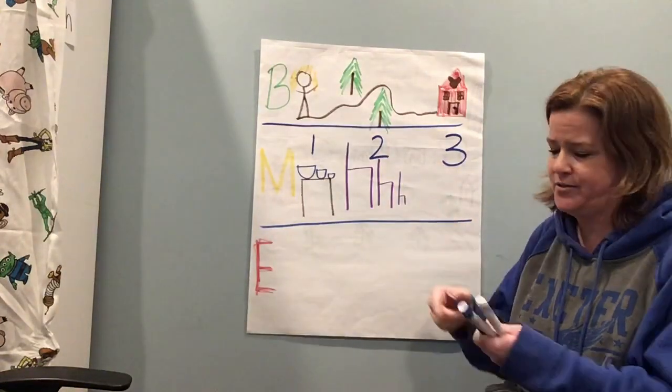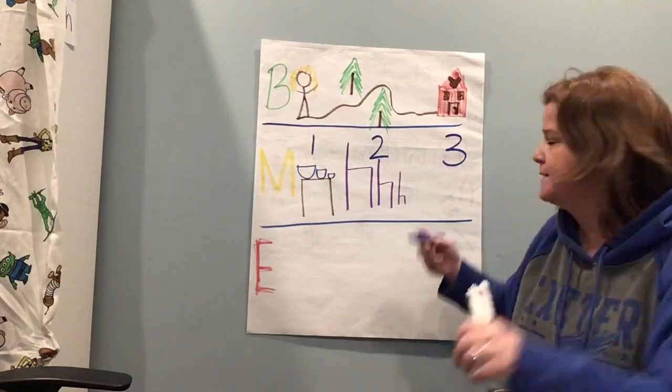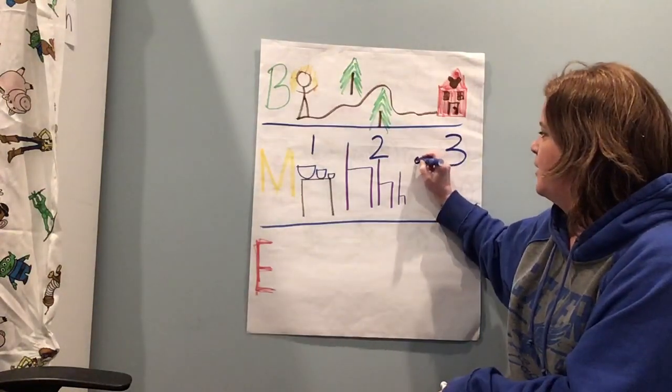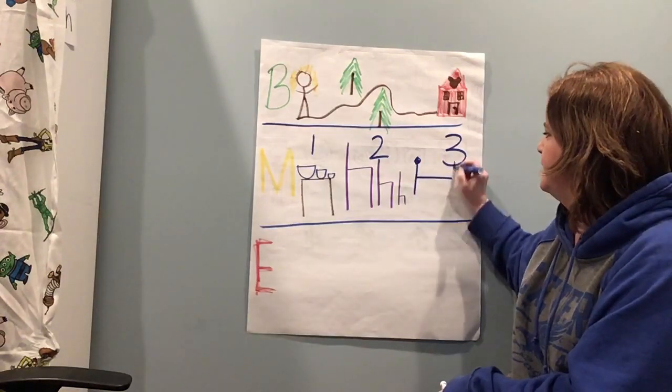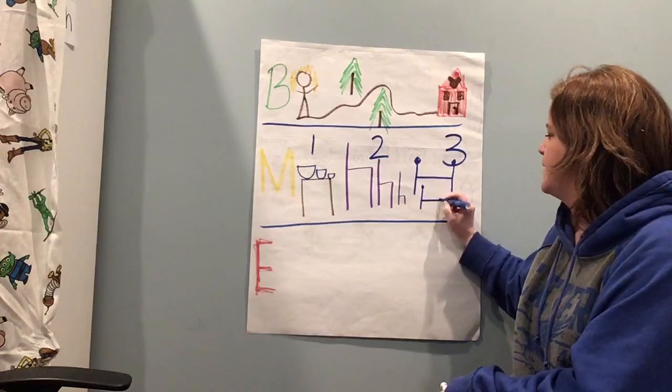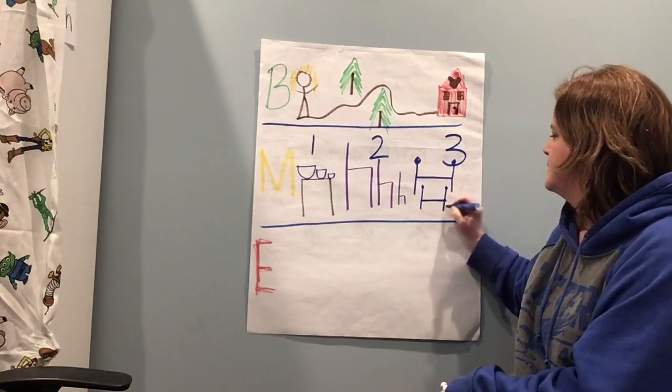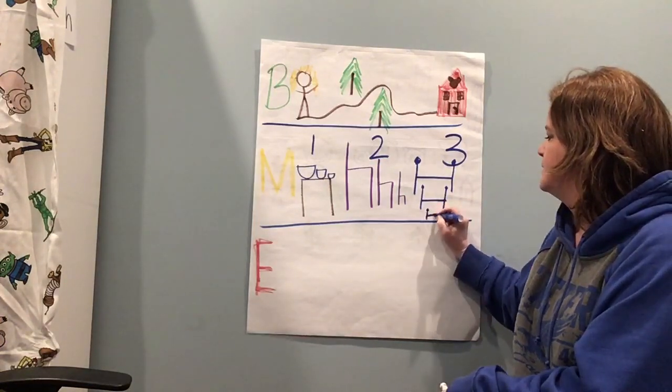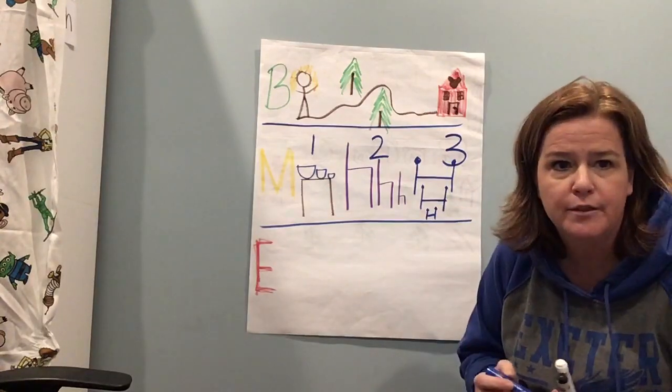Now she went upstairs. She found 3 beds. She found a big bed. She found a medium-sized bed. And she found a baby bed.